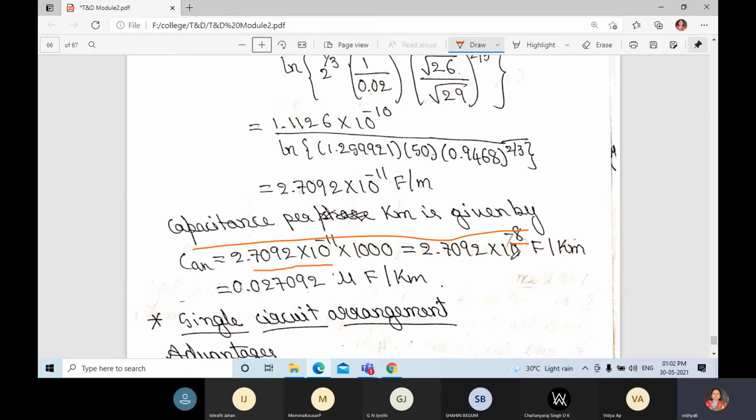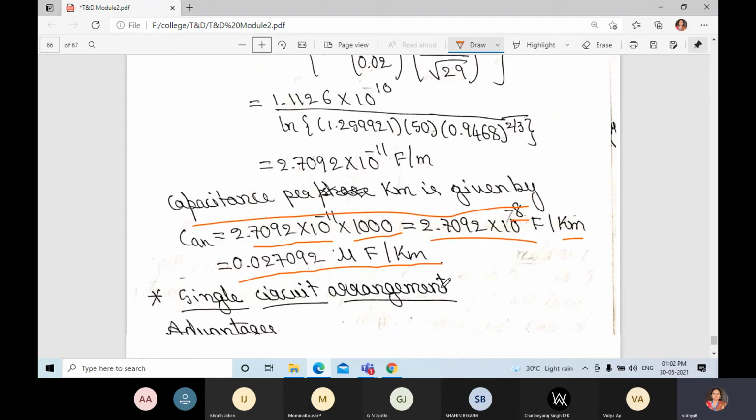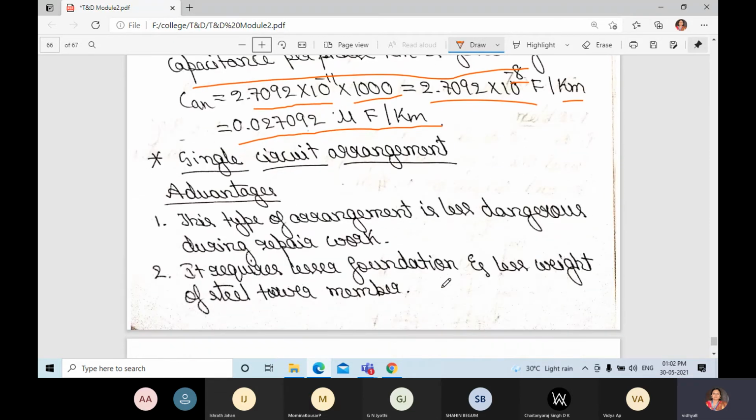So 2.7092 into 10 to the power of minus 8 farad per kilometer. That means we multiply 1000 in the numerator and also the denominator, so that only you get this value. The denominator we consider as kilometer, and for 1000, 10 to the power of 3, if you take it out, you get 10 to the power of minus 8. So 0.02792 microfarad per kilometer.